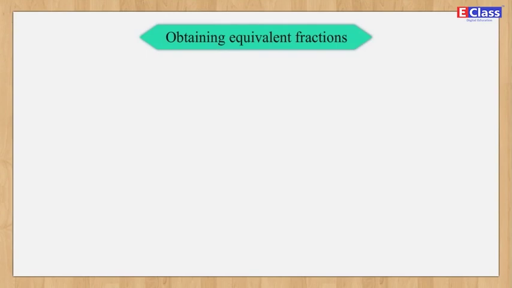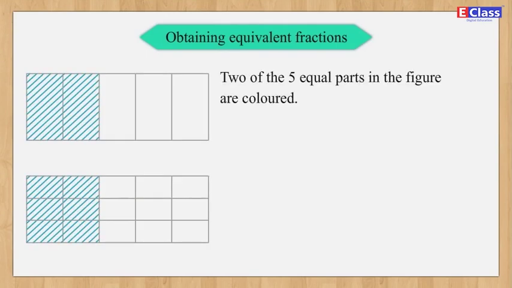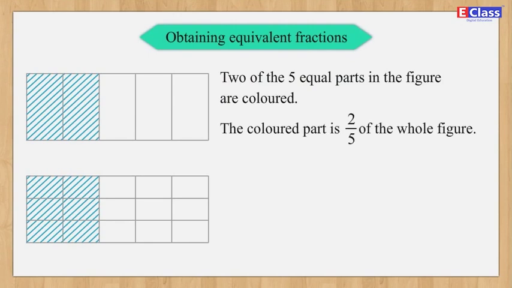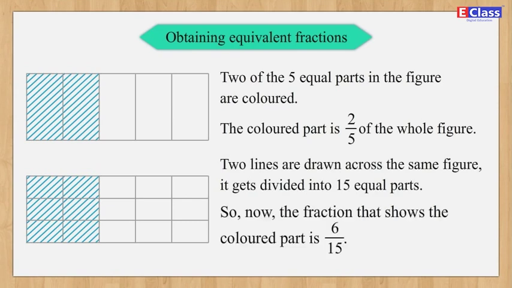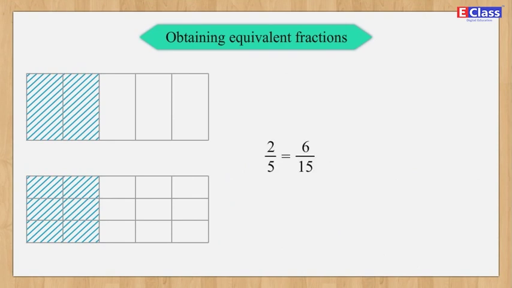Obtaining equivalent fractions. 2 of the 5 equal parts in the figure are colored. The colored part is 2 upon 5 of the whole figure. When 2 lines are drawn across the same figure, it gets divided into 15 equal parts. So, now the fraction that shows the colored part is 6 upon 15. However, the colored part has not changed. Therefore, we see that 2 upon 5 is equal to 6 upon 15.